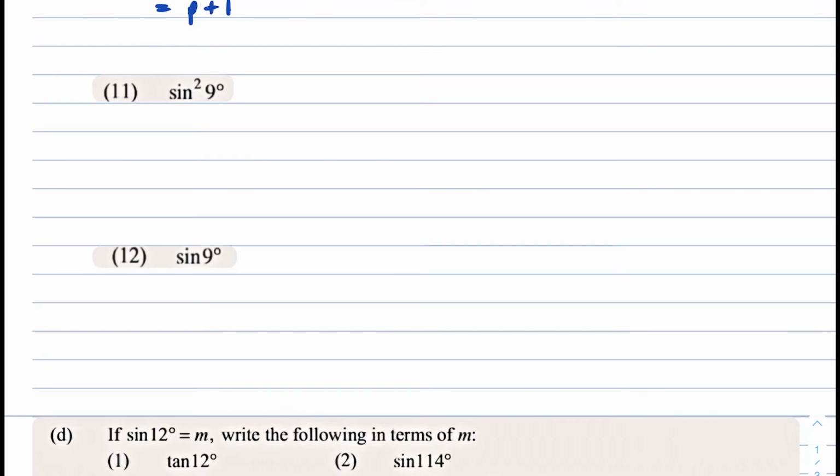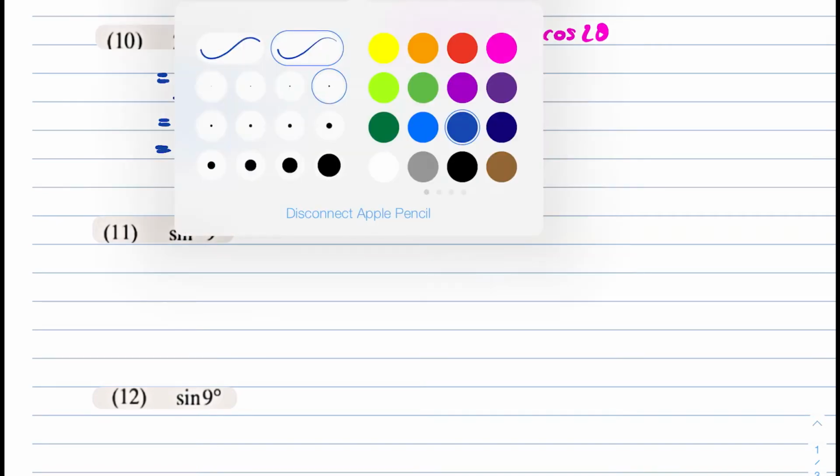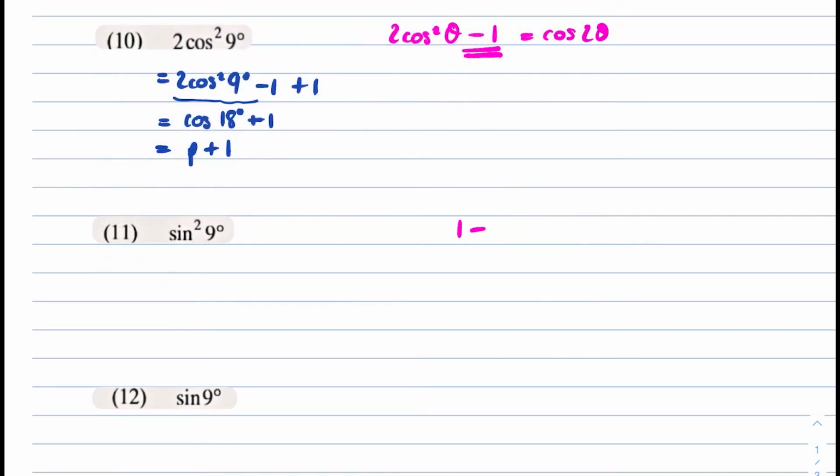Alright, sine squared 9 degrees. Now you might think to try and use this identity, but that looks like a lot of work to try and add in not only a 1, and add in a 1, but also we have to add a negative 2 into this whole thing.